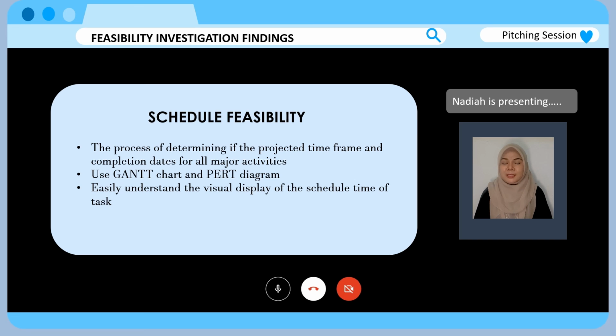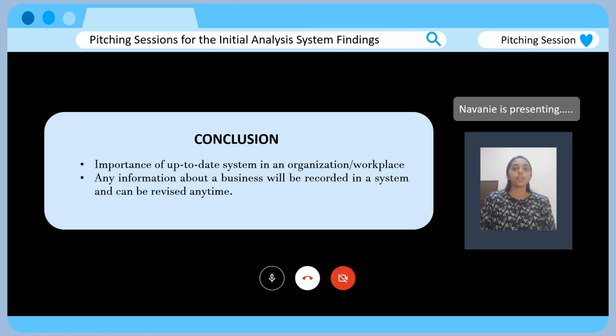In conclusion, we have learned a lot of new things while completing Problem-Based Learning 1, PBL1. We learned the importance of an up-to-date system in an organization or workplace. A system in an organization is like a backbone for a human. It's the center point. Any information about a business will be recorded in a system and can be revised anytime.